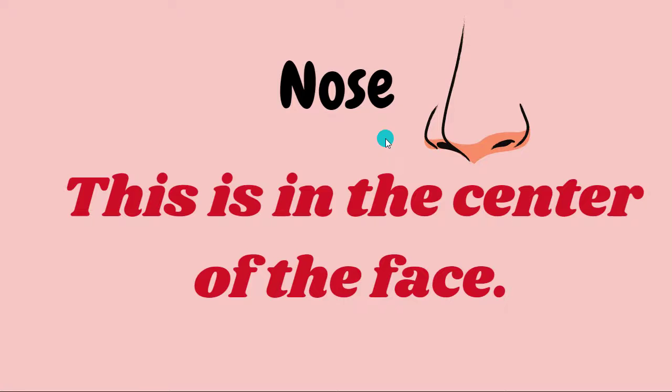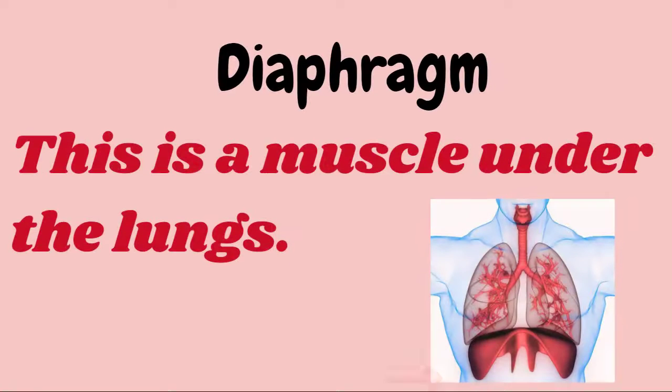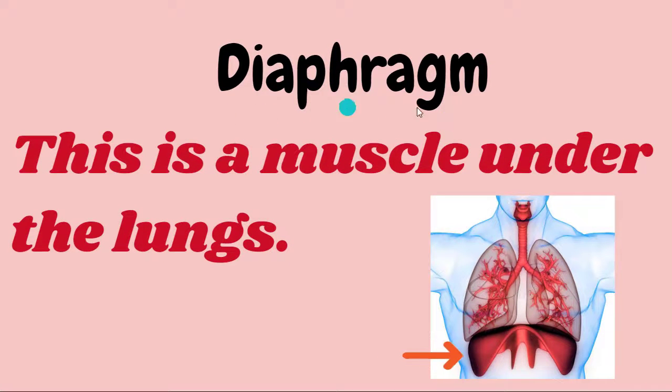Nose. We smell with our nose and our nose is in the center of the face. Diaphragm. So what is the diaphragm? Can you see this? The diaphragm is a muscle under the lungs. Here we have two lungs, the left lung and the right lung, and the diaphragm is under the lungs.